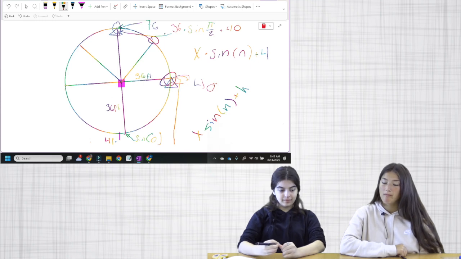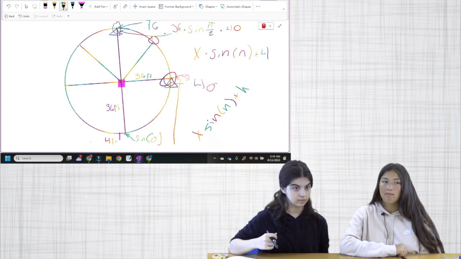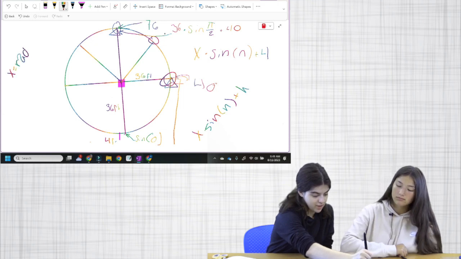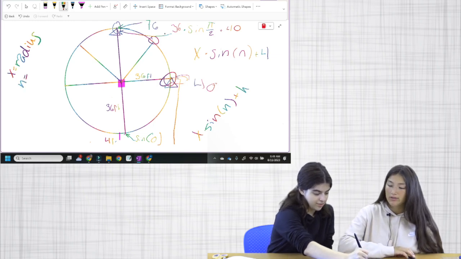So maybe on the left side, I really like the way you explain that. Can you write what x equals, like in words? Oh, yeah. X equals radius. And then n equals radian. And then h equals height from the ground.